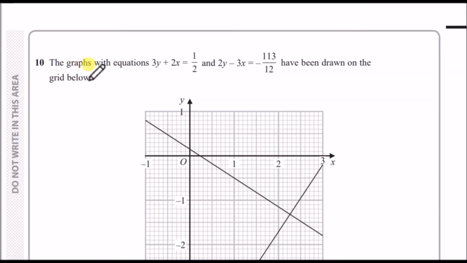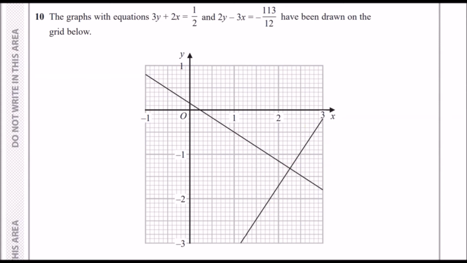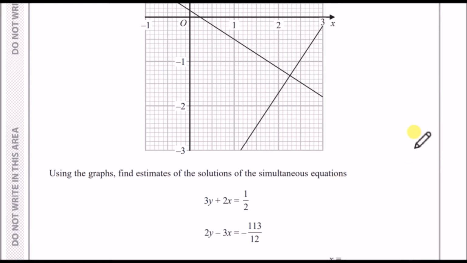The graphs of equations 3y plus 2x equals half and 2y minus 3x equals that fraction have been drawn on the grid below. Okay, so it looks to me we've got 2 straight lines, and because both of the equations are linear, it has to look like that, and they're meeting at some point. Now using the graphs, find estimates of the solutions of the simultaneous equations. When it says find estimates of a solution, all it means is that where do the 2 lines meet. So you don't have to do no fancy algebra with these equations. You just look at the graph and just say, okay, where is that intersection point? Well, it's right there.